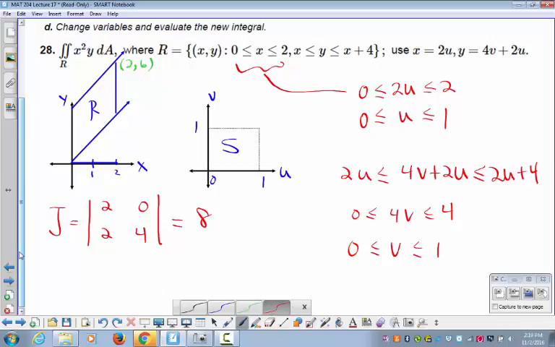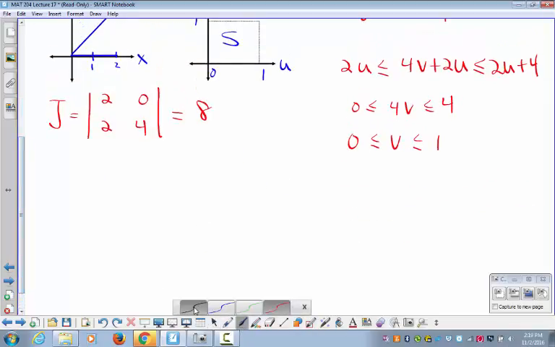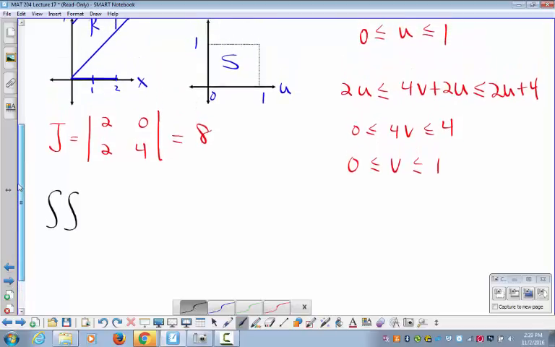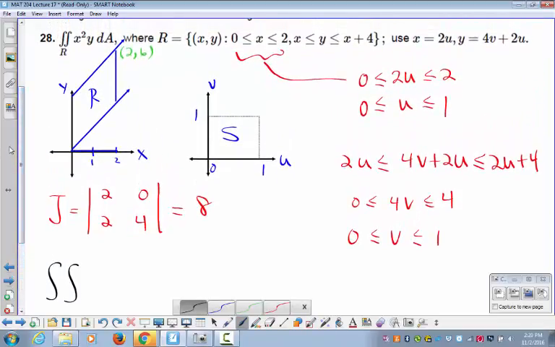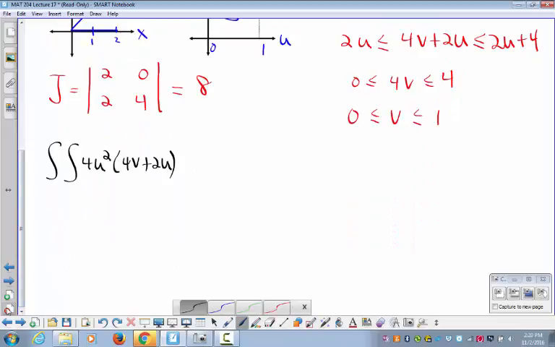So when we do our conversion now, our double integral will be equal to, for our substitutions, we have x squared y, but we're using this substitution. So x squared is 4u squared, and then y is 4v plus 2u. And Randy, you asked about the order here, and the order, because it's a square, doesn't matter. The only reason we might want to change the order is if somehow inside this integrand, one way was easier than another. But this is just a polynomial, so it's not going to matter.